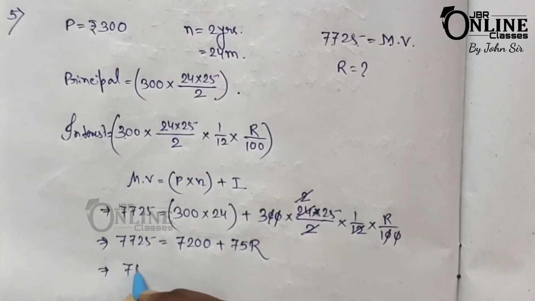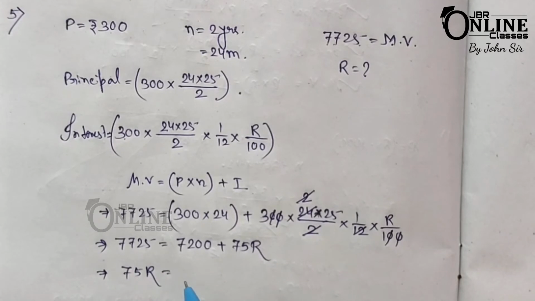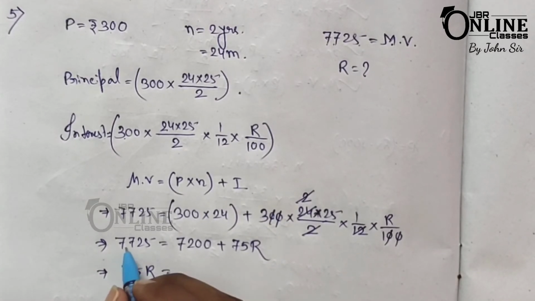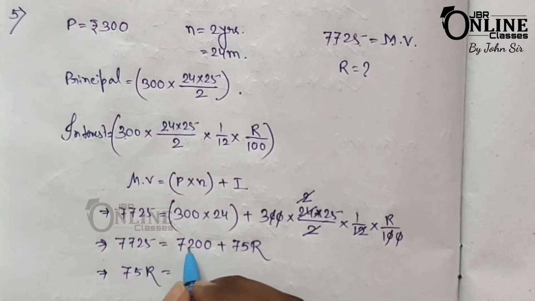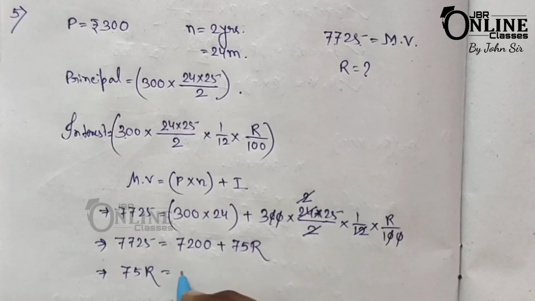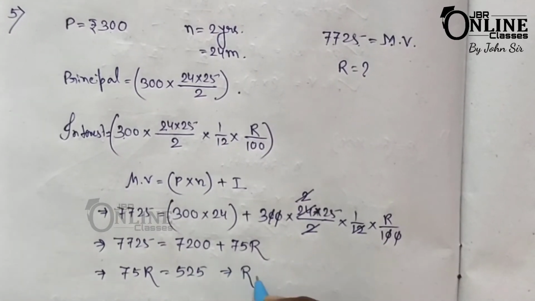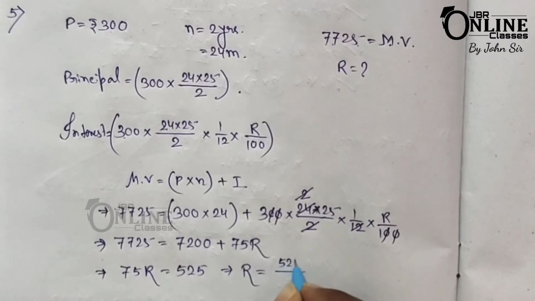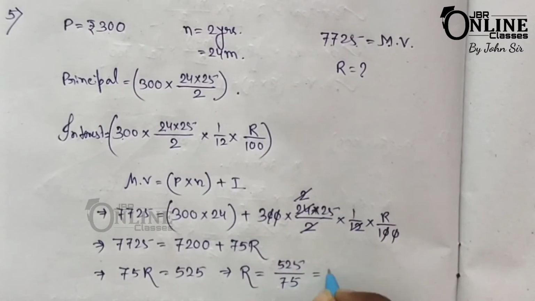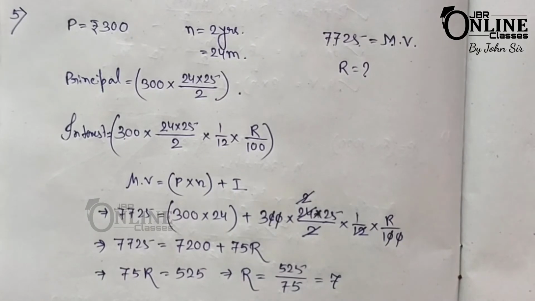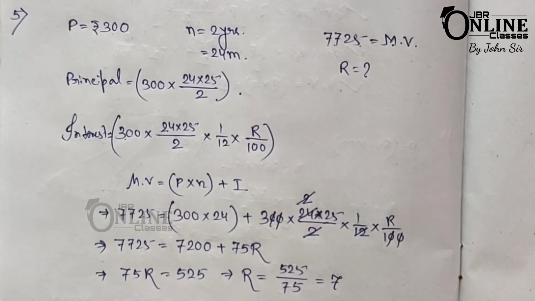So from that equation you will get 75 R equal to 7725 minus 7200. So that equals 525. So from that, capital R equals 525 by 75, and that equals 7. So here 7% is the answer.